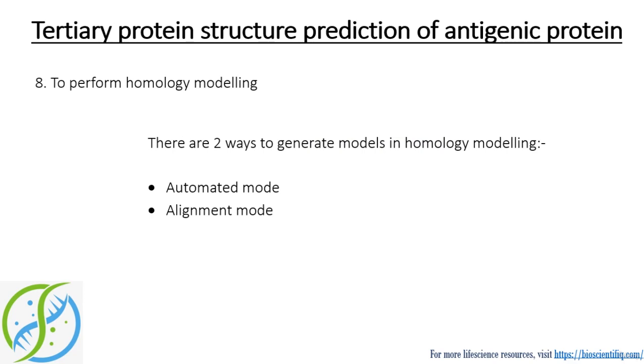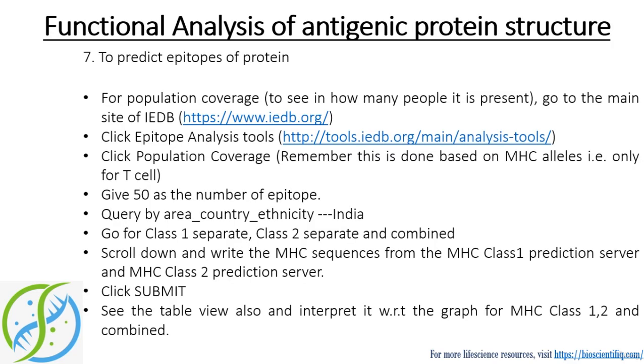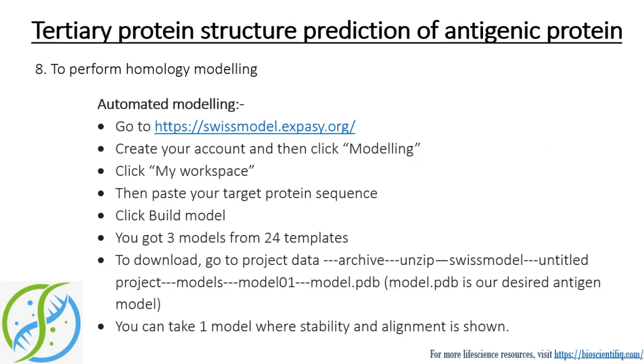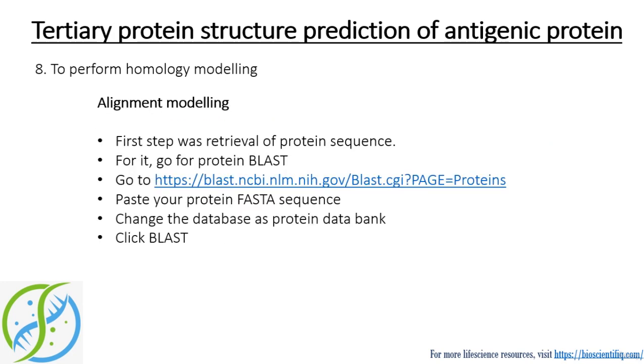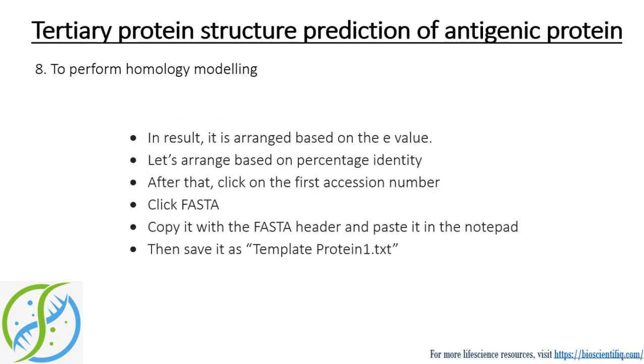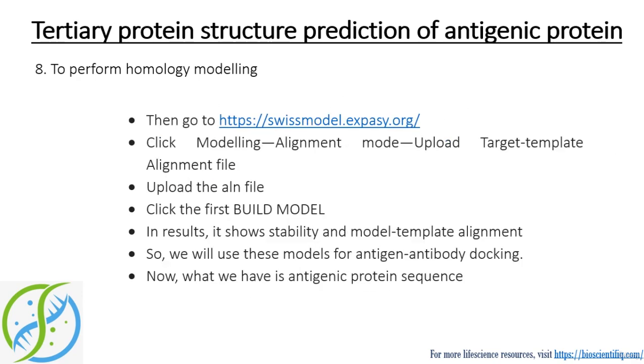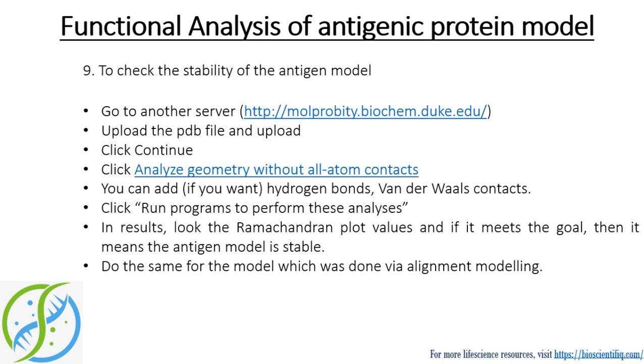After predicting the epitopes, we'll be selecting the protein which has more number of epitopes, and our next step, the eighth step, is to perform the homology modeling, which comes under tertiary protein structure prediction. So after tertiary protein structure prediction using automated as well as alignment modeling, you can use either of it. Okay, alignment or automated modeling. What we'll be doing is the functional analysis of this particular antigenic protein model that we got out of the homology modeling. For that, the ninth step would be to check the stability of this antigenic model.